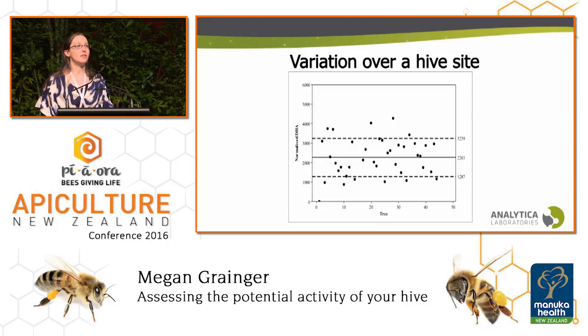You can see here, this was 44 different samples over an entire hive site. And you can see that you can get a bit of a spatial awareness of what's happening, and you can build up more of an average of what your honey might be doing.